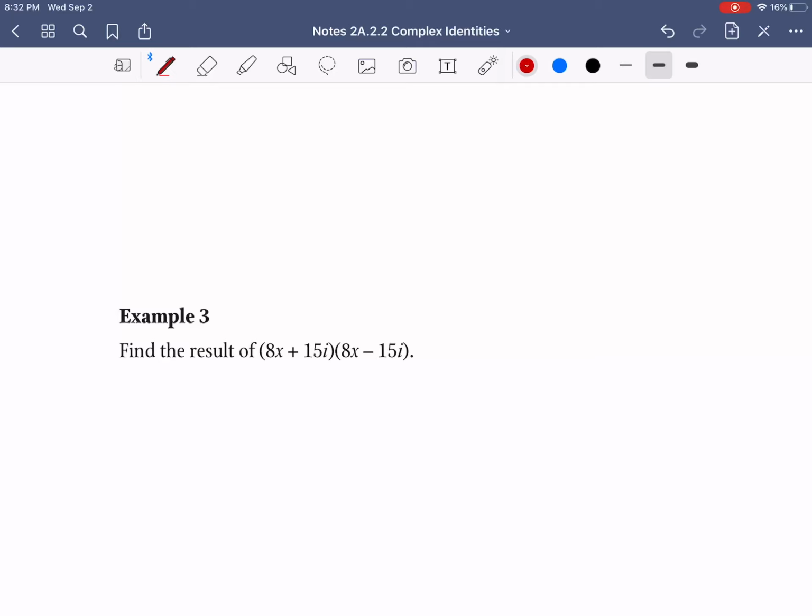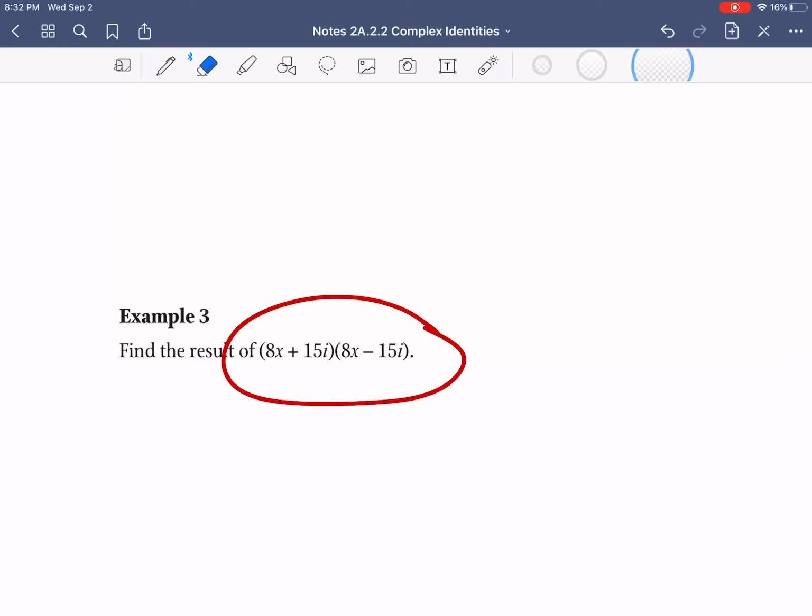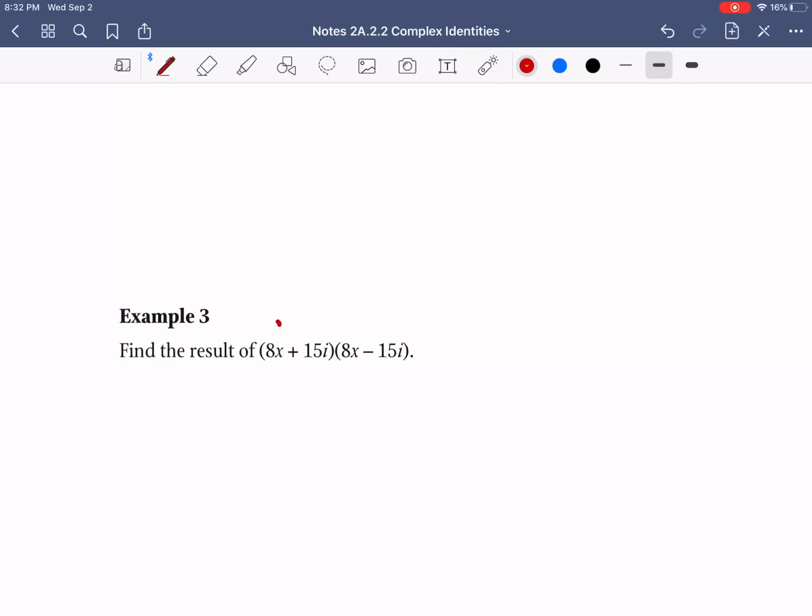So again, you have to decide, can you use the conjugates? So yes, we can, because they look exactly the same, except one has a plus, one has a minus. So what you have to do is identify your A and your B. So my A for this piece is actually 8x. You didn't include the I when we did the other problem for B, but you are including the x. That is part of the real portion. So my A is 8x, my B is 15.